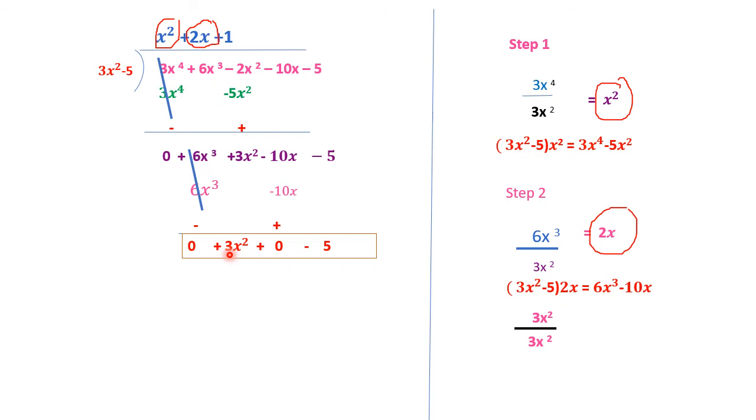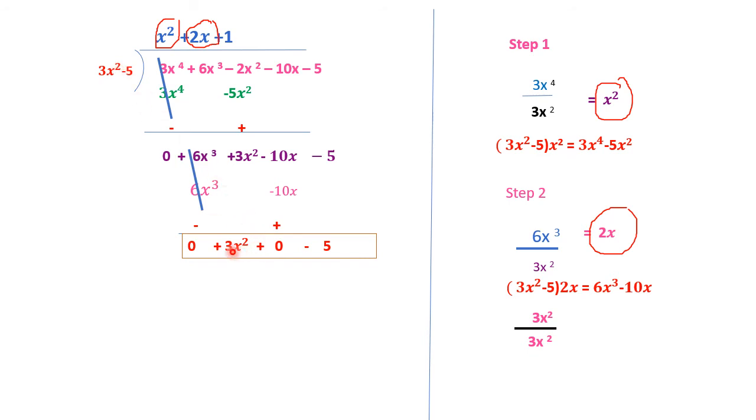You can keep on dividing until the degree of the remainder is less than the degree of the divisor. At present it is not less than, both are equal. Here also x squared, here also x squared.